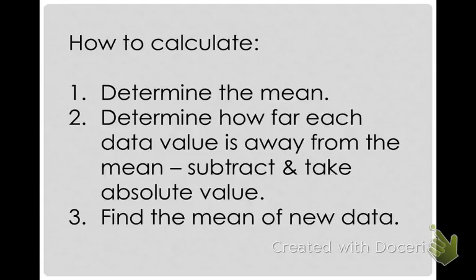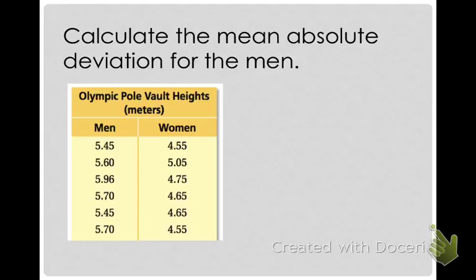But essentially how to calculate it is we always first determine the mean of our data set. We then subtract each number from the mean. So we'll end up with a set of new numbers and they will always be positive, and then we find the mean of that new set of numbers. So let's see how this looks.